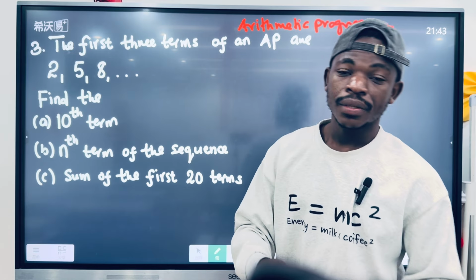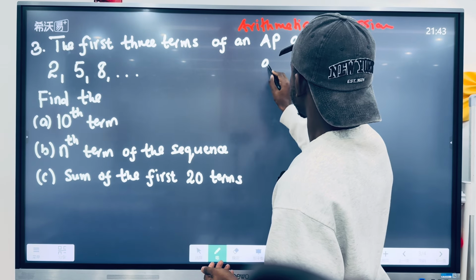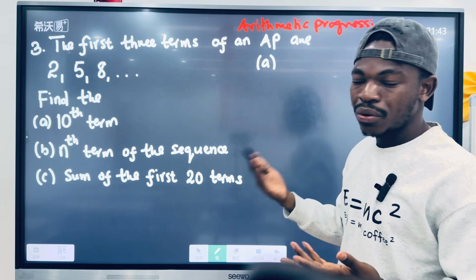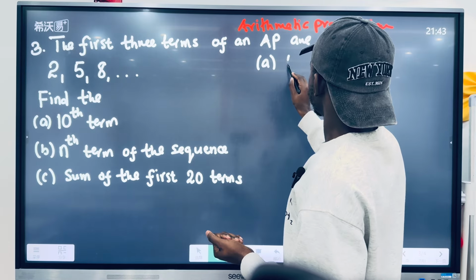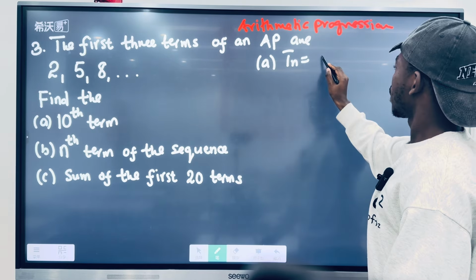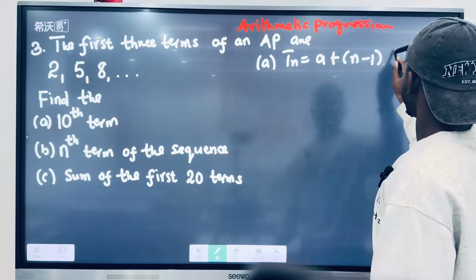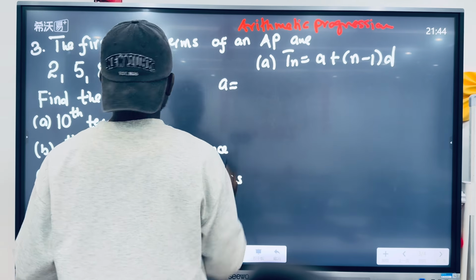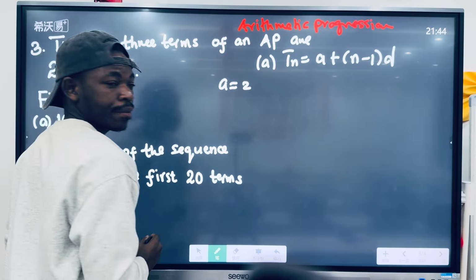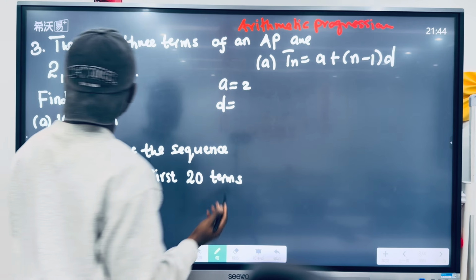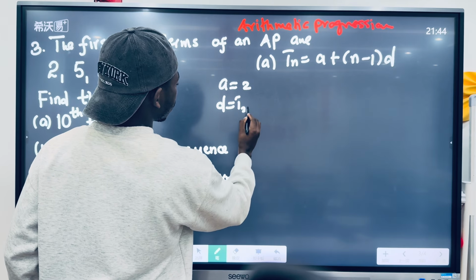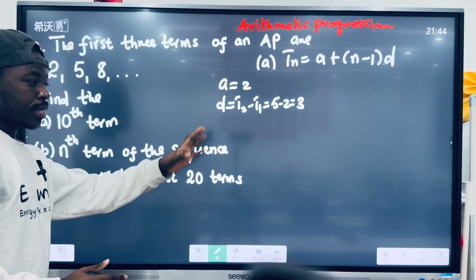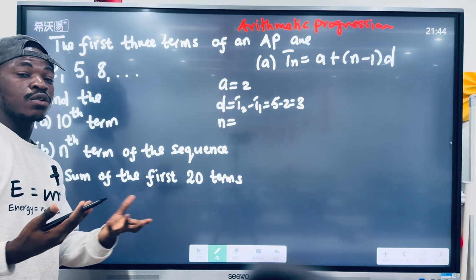Okay, so we're going to use the nth term. So we're going to say part 1, to find that 10th term, we don't want to start adding 3 until we reach it, we're going to consume a lot of time, okay? So we're going to say Tn is equal to A plus n minus 1 multiplied by D. Then we're going to substitute in. So what is our A? A is the first term, which is 2. Okay? What is our D? D is the common difference, which we get by saying term number 2 minus term number 1. In this case, we're going to have 5 minus 2, which is 3. That is D. Then what is N? N is the position of the term we're looking for.